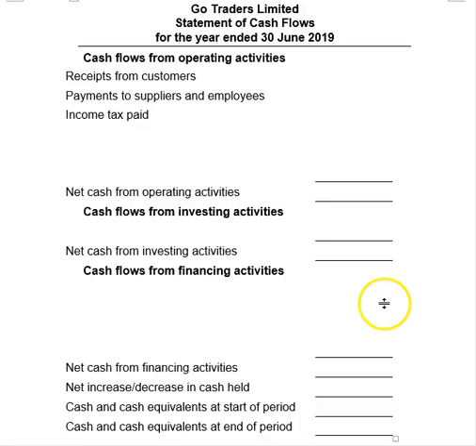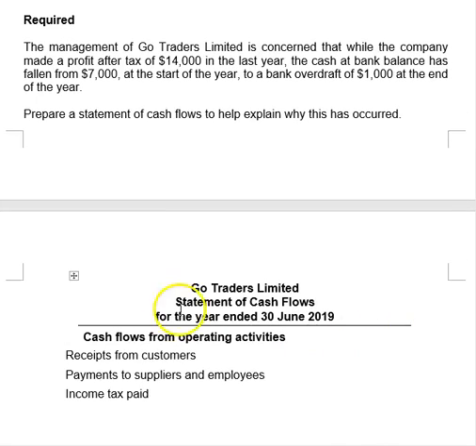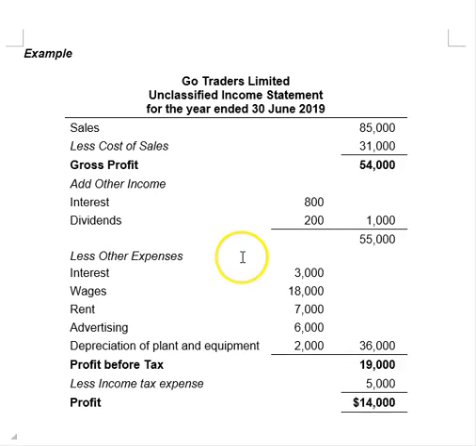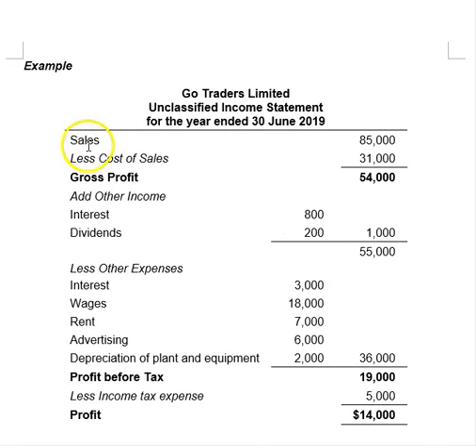Okay, so there are things that we can start with. Okay, we always start with our operating activities. Okay, receipts from customers. So for these receipts from customers, normally we will receive money from our customers via sales. Okay, so the first thing you need to look at is the question. Okay, we have sales over here.